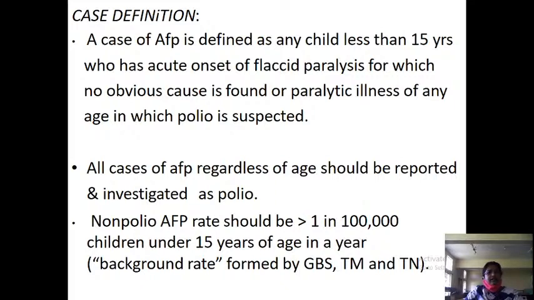This is a case defined as any child who is less than 15 years of age and who has acute onset of flaccid paralysis for which no obvious cause is found. Or paralytic illness of any age, it could be 16 years old, 17 years, whatever, any age in which polio is suspected. So all cases of AFP, regardless of the age, should be reported and investigated as polio only. So we have to take the first diagnosis as polio. The main thing is the background rate of non-polio illness is less than 1 per 1 lakh population.